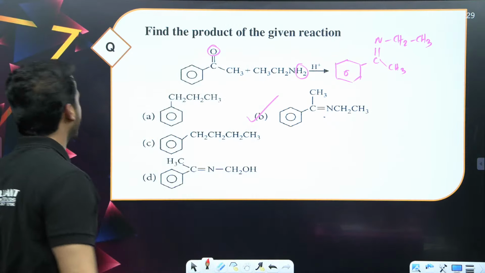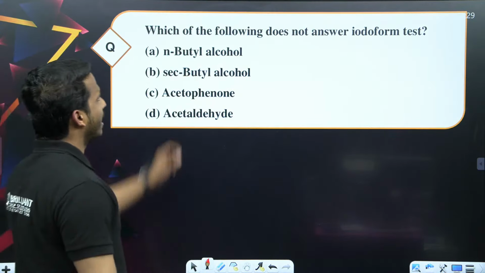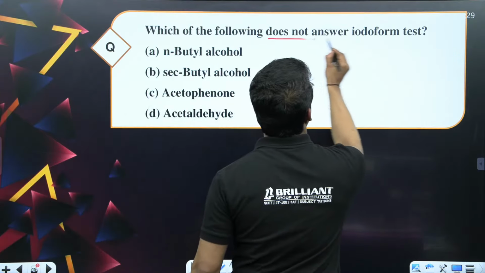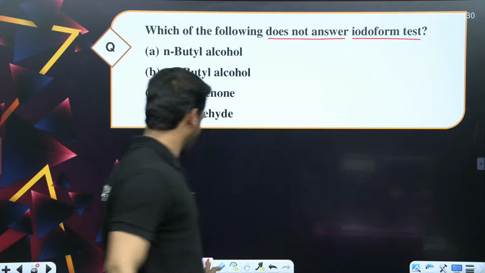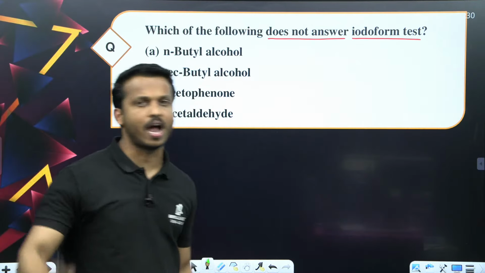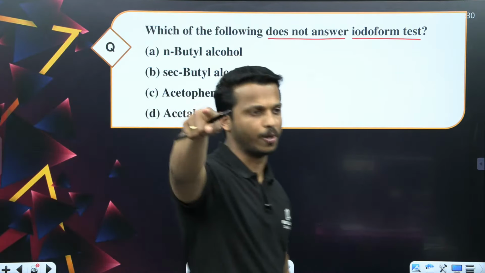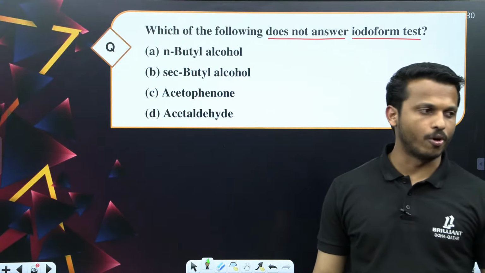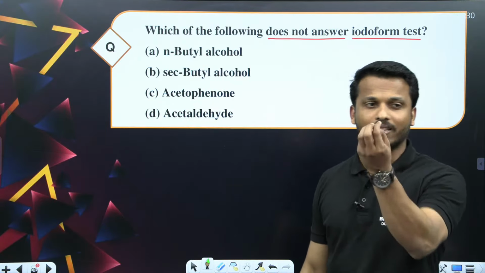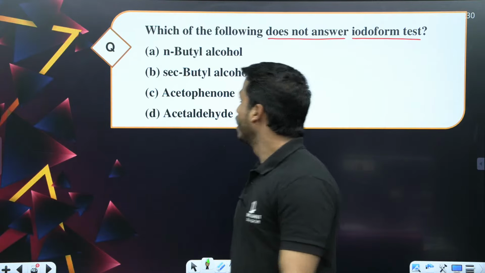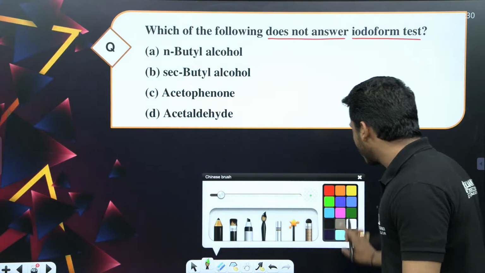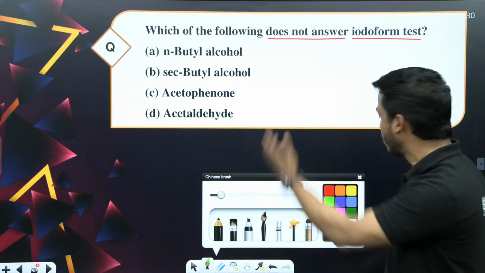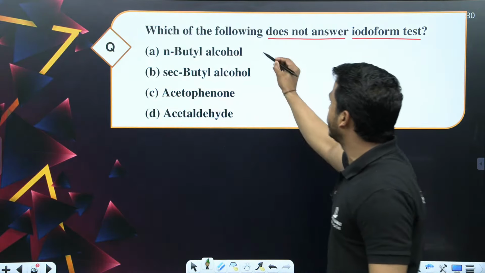Okay, good. Next question. Which of the following does not answer the iodoform test? Come on, dear all. This is one of the expected questions regarding the iodoform test in your paper this year. It means which one does not contain that particular group. I hope my students do not struggle with this kind of structure, because these are all common compounds we studied.